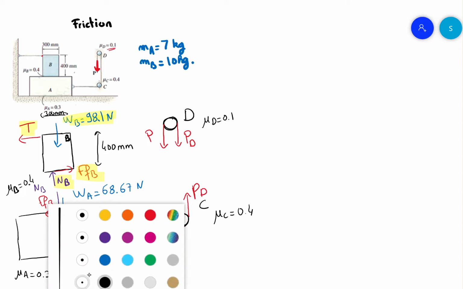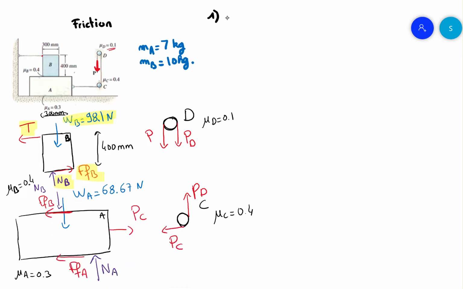So let's do the first scenario. Block B is slipping. And what I mean by slipping, or I should say, block A is slipping on or below B. Okay? So let's do that. That's the first scenario.